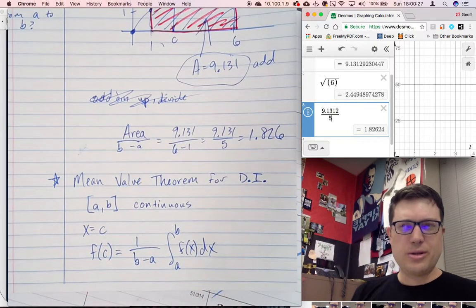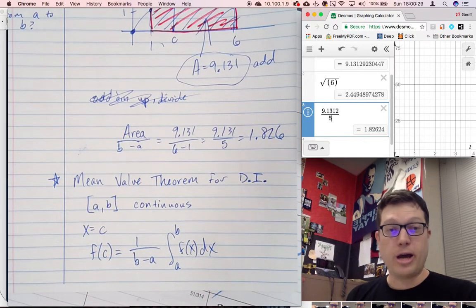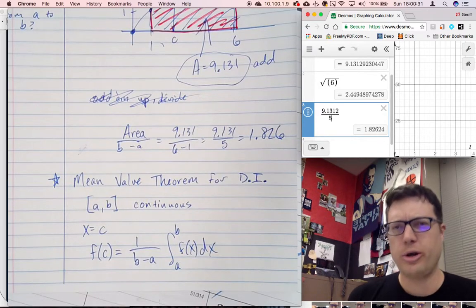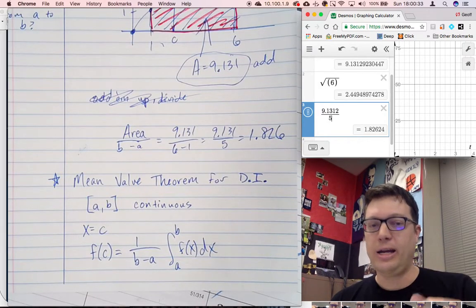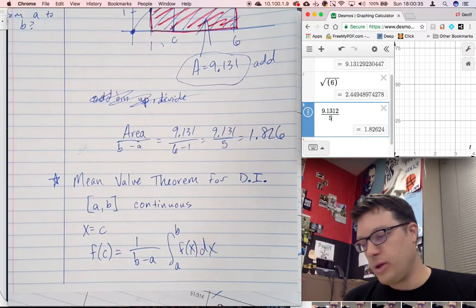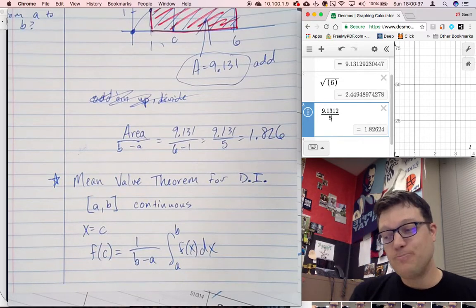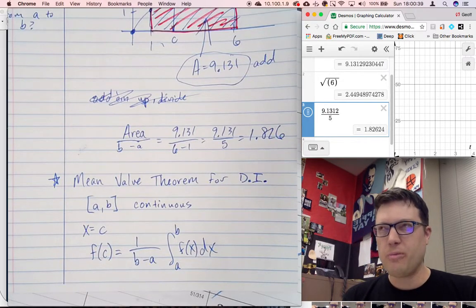So we had this similar question come up with the average slope, somewhere along the curve. Now we're talking about the average height in an interval. And this is the mean value theorem for definite integrals, kind of like we had a mean value theorem for derivatives. Know them both, put them on a flashcard and study them.